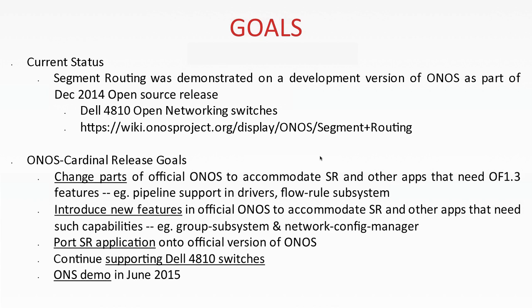Coming to the goals for the Cardinal release, that is the May release, these are the high-level epics. The first one is to enhance the existing ONOS subsystems to accommodate segment routing applications and other applications that require OpenFlow 1.3 features, for example flow rule subsystem support for multi-table awareness and pipeline support in the underlying drivers. Similarly, the second epic is to introduce new subsystems to the ONOS platform to accommodate segment routing-like applications, such as the group subsystem and network config management framework.